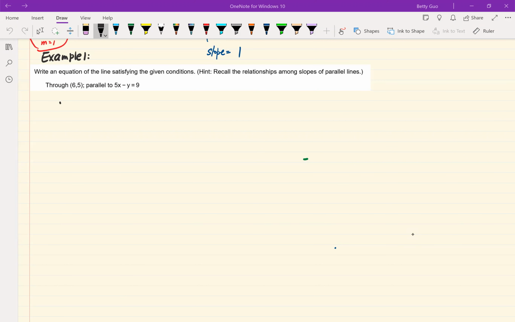Good morning, everybody. Last Friday, we learned the third form of linear equations in two variables. That's the point slope form, right? Let's look at the formula for point slope form.